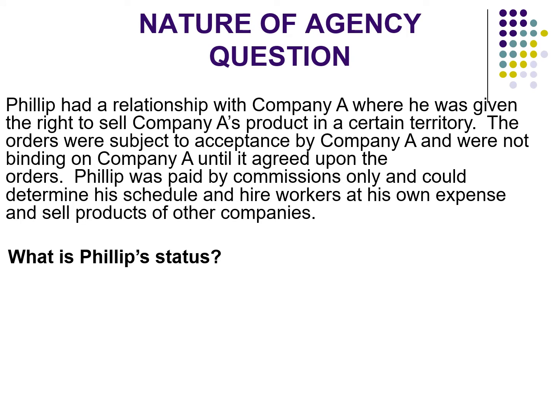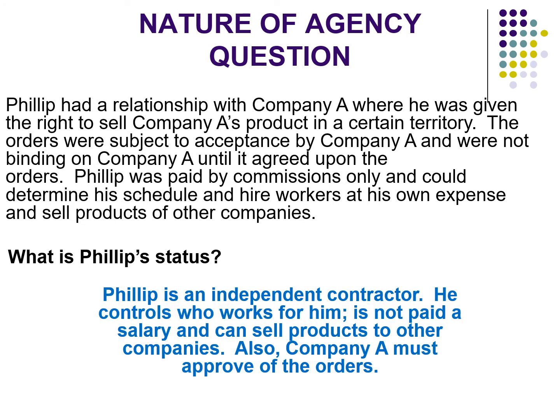Philip was paid by commissions only and could determine his schedule and hire workers at his own expense and sell products of other companies. That should send off bells in your head. Ding, ding, ding, ding, ding. If he can sell products of other companies, he is not an employee of Company A. Philip is an independent contractor.